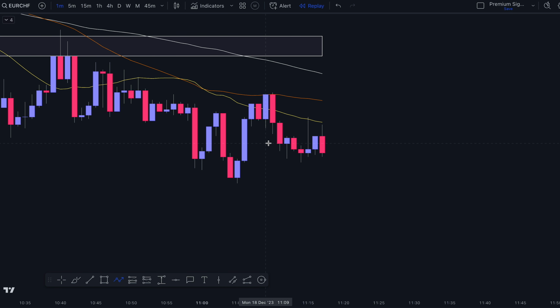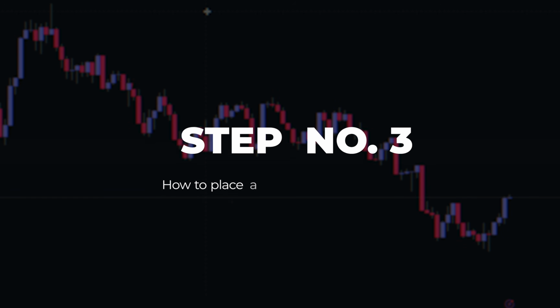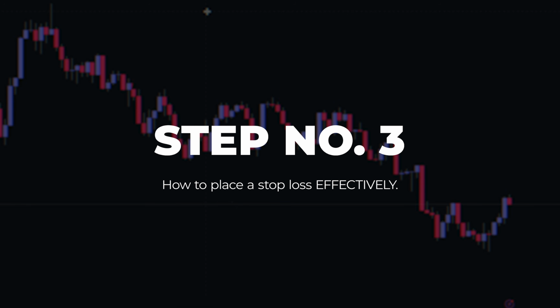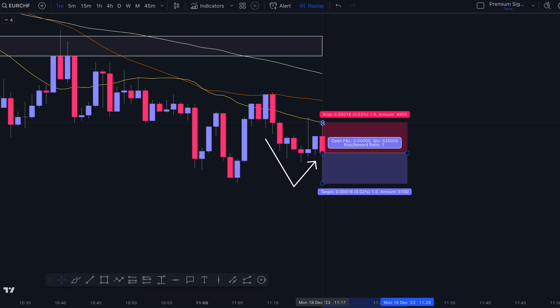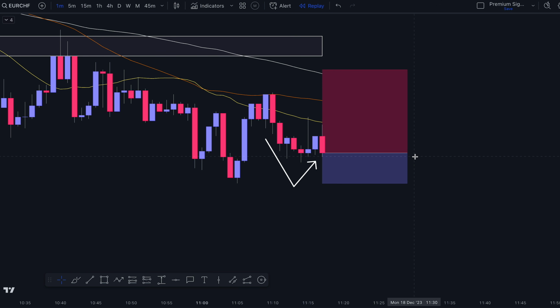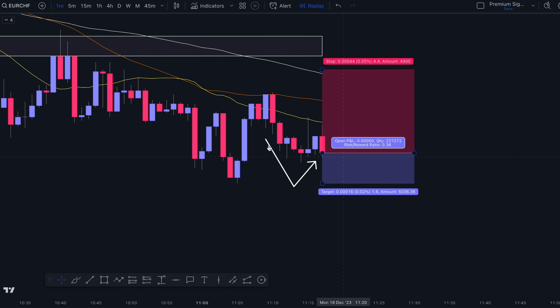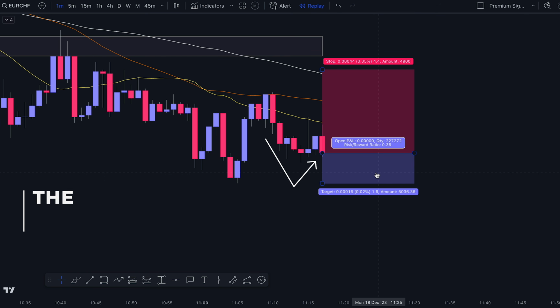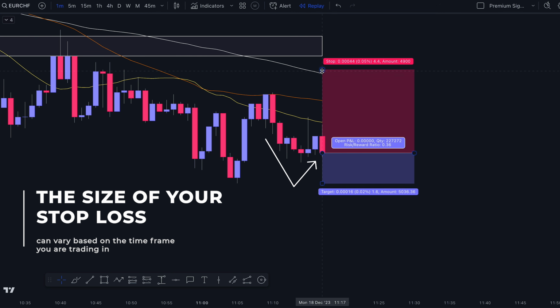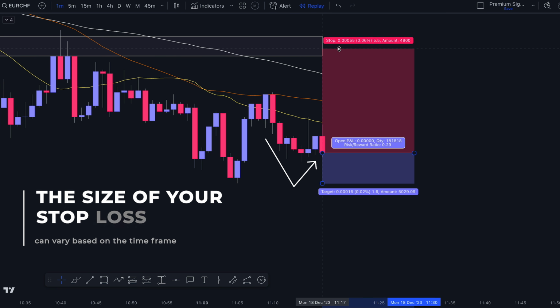What's actually crucial is to confirm that there was a pullback in the price and then a continuation of the current trend. So step 3 in our trading strategy focuses on setting the stop loss effectively. Now when you place your stop loss, it should be positioned just above this highest moving average line. And this placement is strategic because it allows for some market fluctuation while still protecting you from significant losses. However, there is always a "however", but it's very important to remember that the size of your stop loss will vary based on the time frame you are trading in.